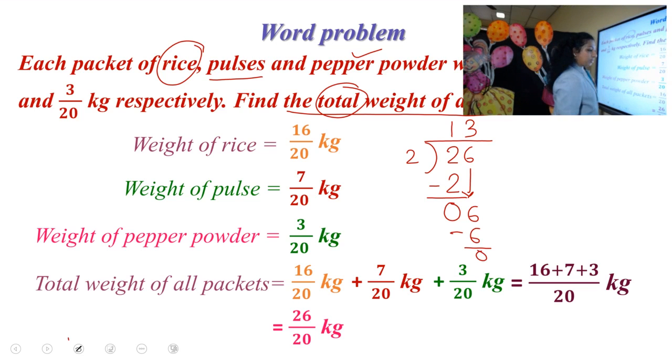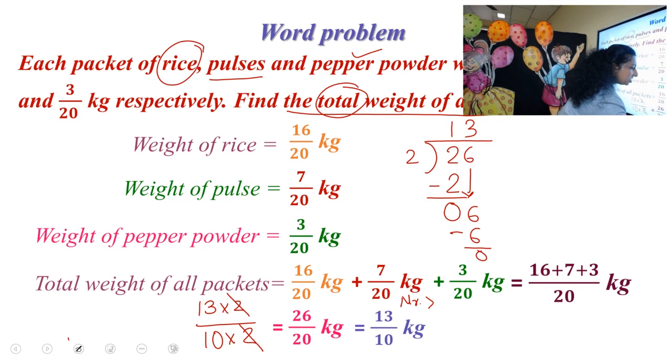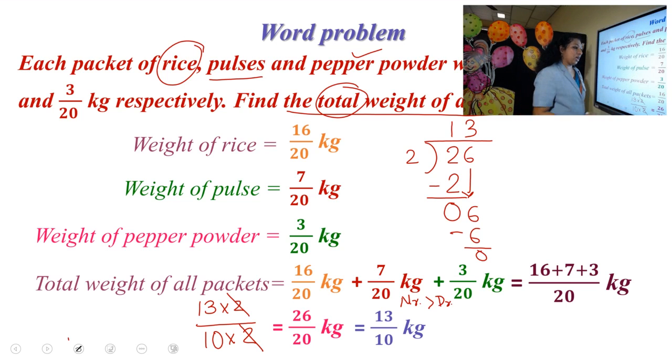So 26 can be written as 13 into 2 by 20. 20 we know is 10 into 2. So which is the common factor here? 2. So what will be our answer? 13 by 10. Again see, the numerator is greater than the denominator. We should always write the answer in proper form. When the numerator is greater than the denominator, we know how to convert it. We learned how to convert an improper fraction to a mixed fraction.